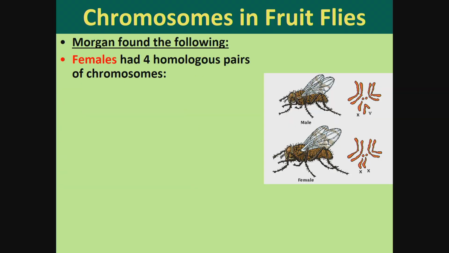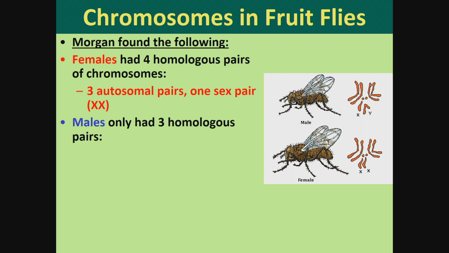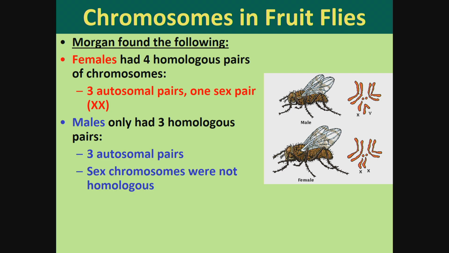Morgan found that females had 4 homologous pairs of chromosomes, 3 autosomal pairs, and 1 sex pair. Their sex pair was XX, which means also homologous. Males had only 3 homologous pairs. Their autosomes were the same, but their sex chromosomes, like humans, were not homologous because they had an X and a Y chromosome.